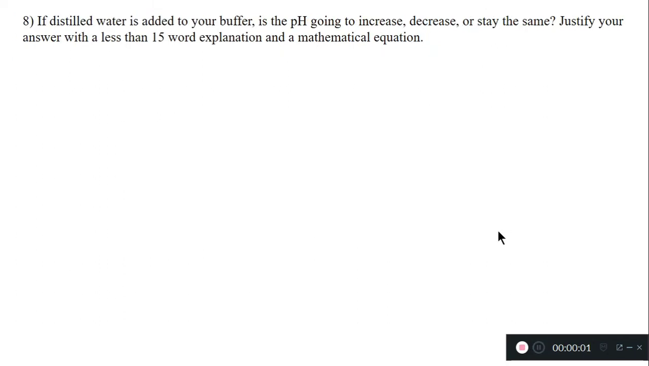Okay, so now we assume that we've actually prepared the buffer according to our specifications. We've taken our 81 milliliters of the carbonic acid and the 18 milliliters of the conjugate base, and we're going to add some water to it. So the question is, if distilled water is added to your buffer, what's going to happen to the pH? And it says, justify the answer with a less than 15-word explanation and a mathematical equation. So it's suggesting the math is really going to basically tell me the answer.